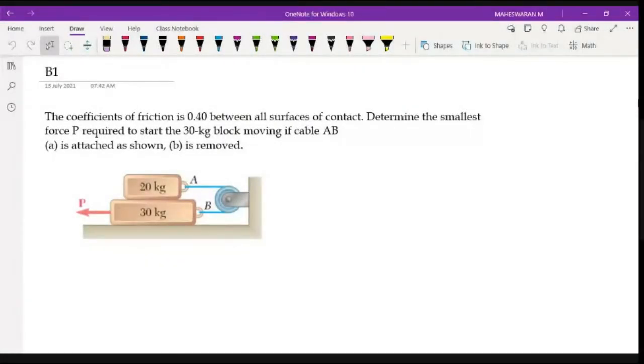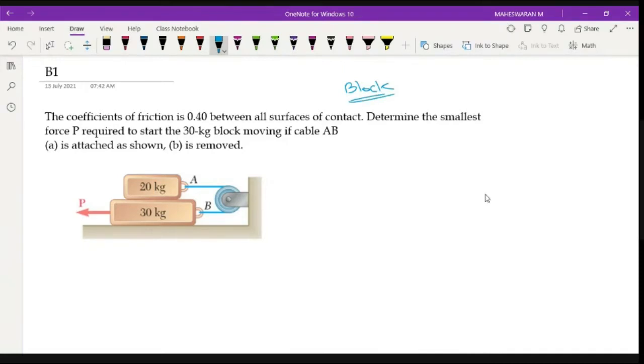About block friction, wedge friction, ladder friction, belt friction, screw frictions, all these things. So now we will try to solve some problems related to these things. Let us consider a first problem related to block friction. So this problem is related to block friction.